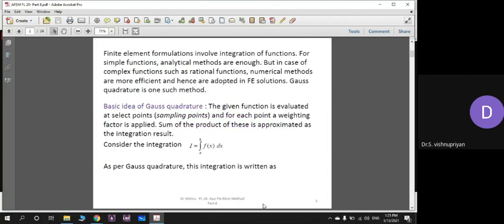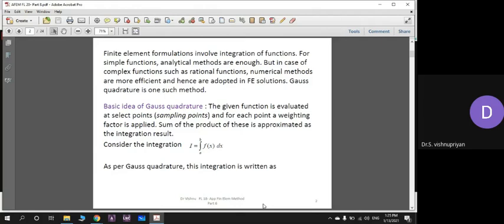So one of the ways of using numerical methods for integration is using Gauss quadrature. Probably you must have studied this in numerical methods, so in that case, it will be just a recap of what you did in that course. Okay. So what is the basic idea of Gauss quadrature?